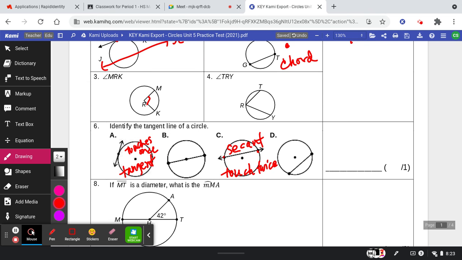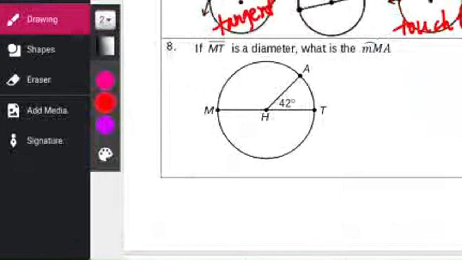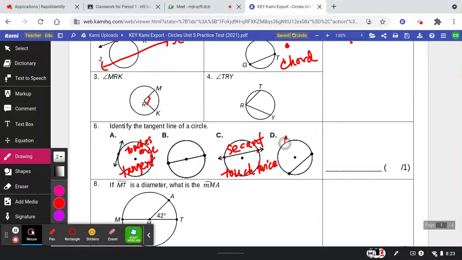Jada, do you know what B or D are called? Just for our reference, in case the test we get has the other one. B or D is a chord. Now, B is also a chord, but it's a special kind of chord. What is B? Anyone know? Diameter.